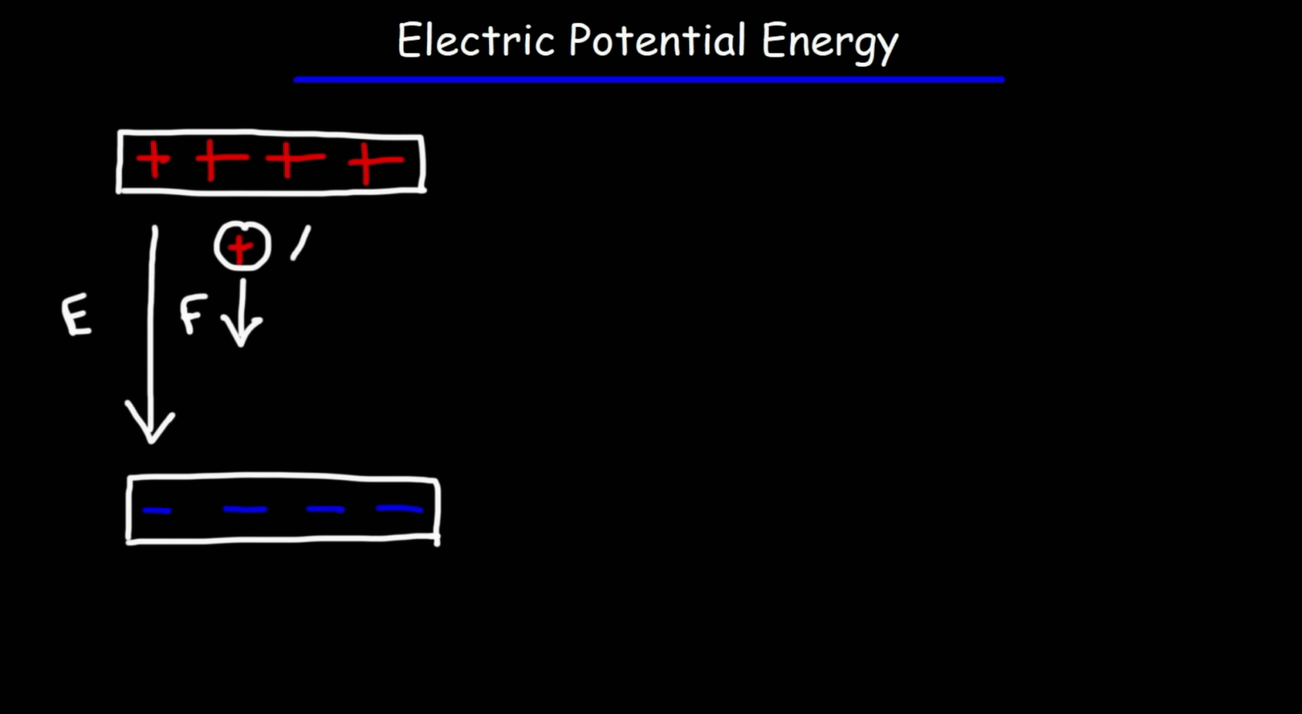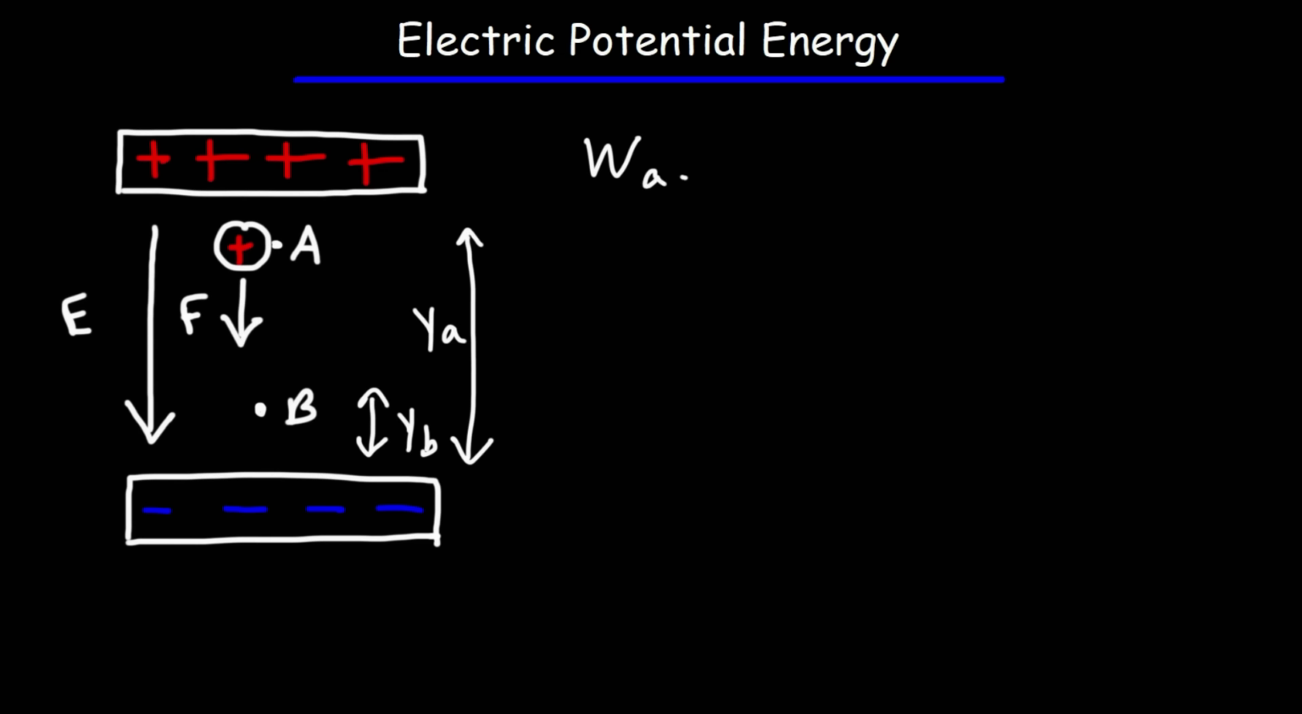Now let's say this is point A and the charge is moving to point B. How can we determine the electric potential energy at each of these points? So let's say that point B is at a position YB above the negatively charged plate, and point A is at a position YA above the negatively charged plate. So here's what we can do to come up with a formula to calculate the electric potential energy.